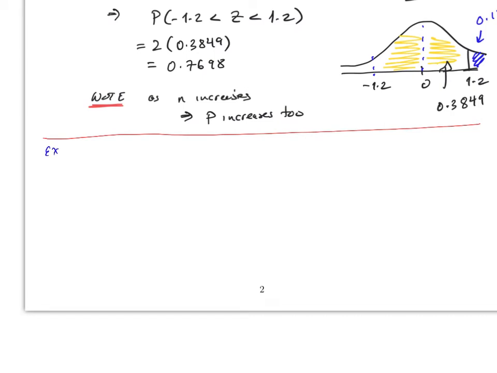Right, so let's try another example. Let's say that y is normally distributed with a mean of, let's say, 270 days and a standard deviation of 20 days. So this will be like the length of a human pregnancy.